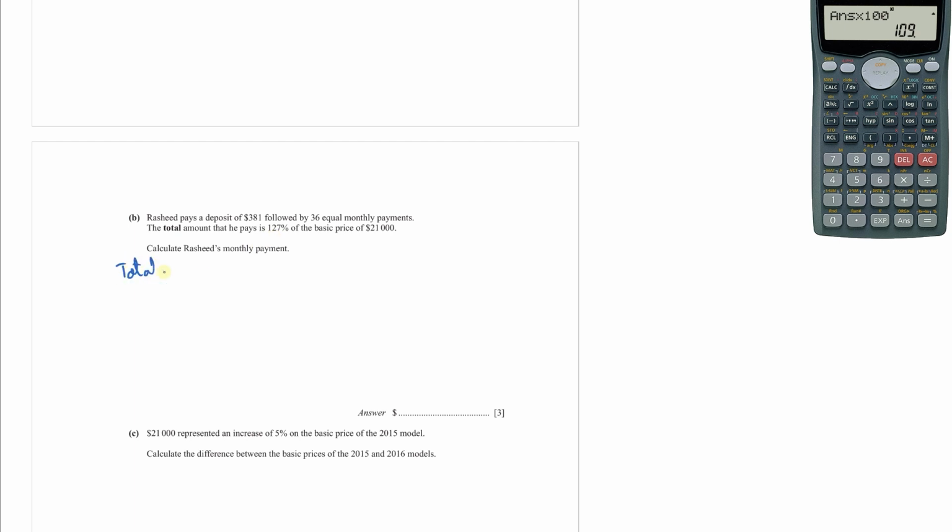So the total amount paid by Rashid equals 127% of 21,000. So which will be 127 over 100 into 21,000. So this will be 127 divided by 100 and then into 21,000. So this will be the total amount he paid, 26,670.